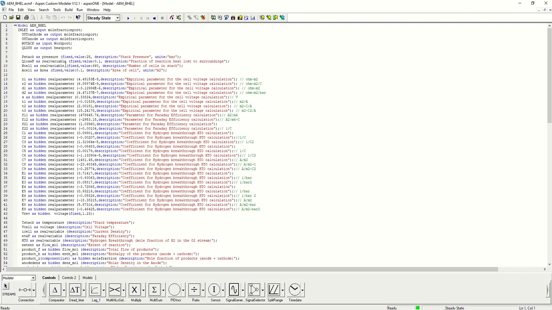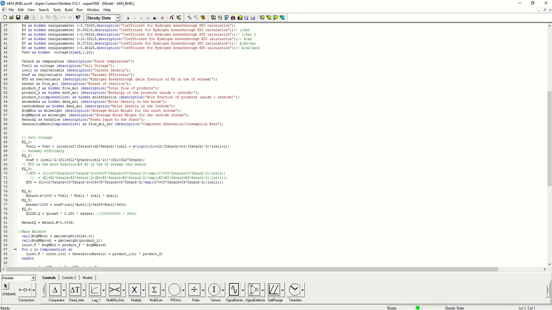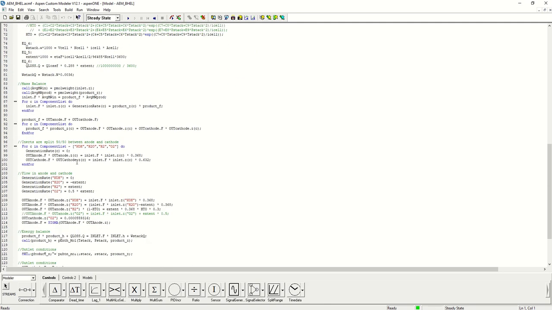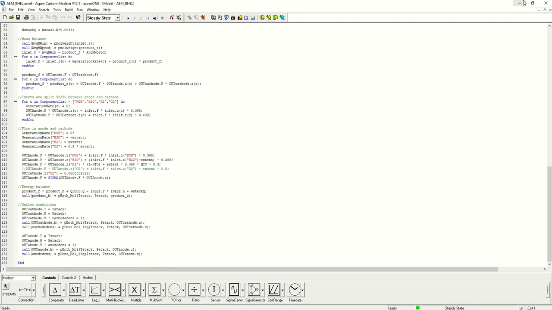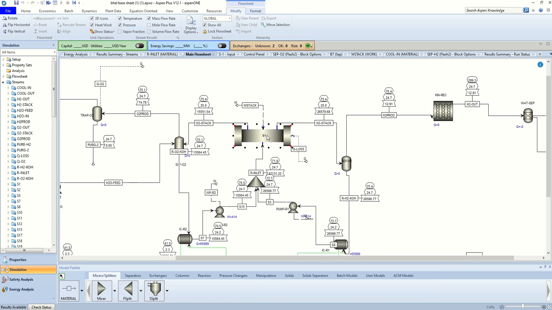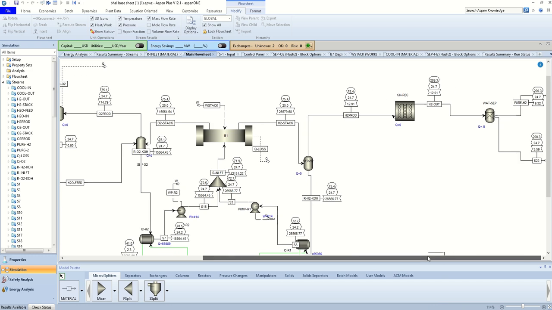So I'll show you the Aspen Custom Modeler code. The input and the output ports have been defined, various equations have been defined for V cell, mass balance, energy balance and outlet ports. So this is my Aspen Custom Modeler block stack of the alkaline electrolyzer. So I've built the BOP of the alkaline electrolyzer as well.